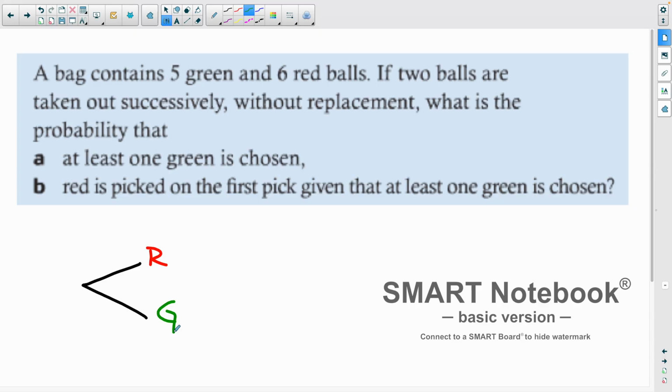6 out of 11. So red is 6 out of 11. And this one is 5 out of 11.